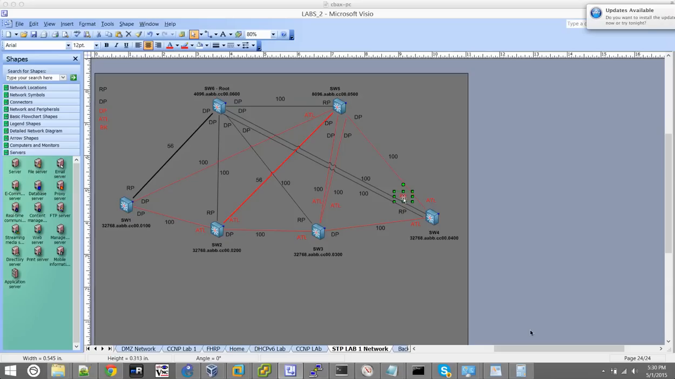Now, I haven't tested this out, but this second interface uplinking to switch 6 should become a backup port, and this side should be blocking going towards that uplink to the switch. Now, you see what the topology looks like. He has a link, he has a link, he has a link.